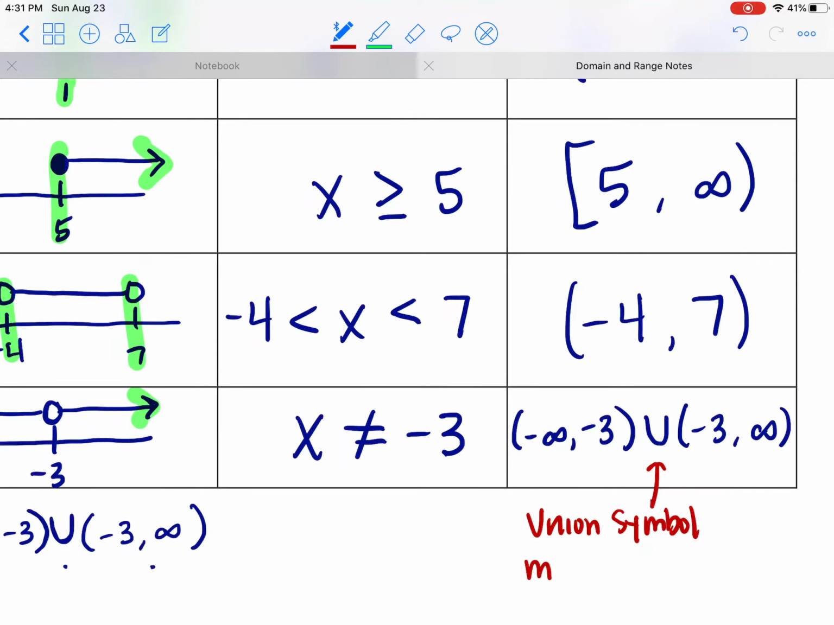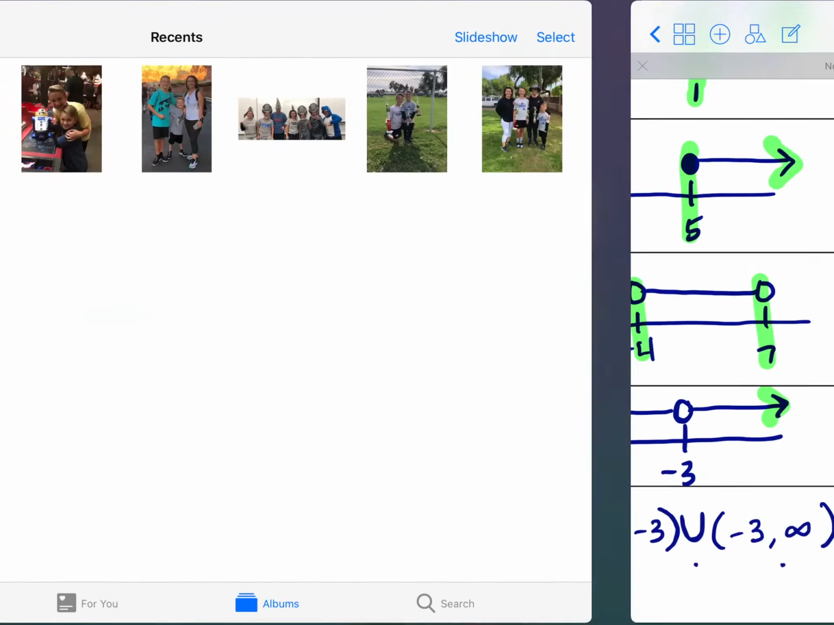Okay, it just means or. It could be the set of numbers before -3, or it could be the set of numbers after -3.